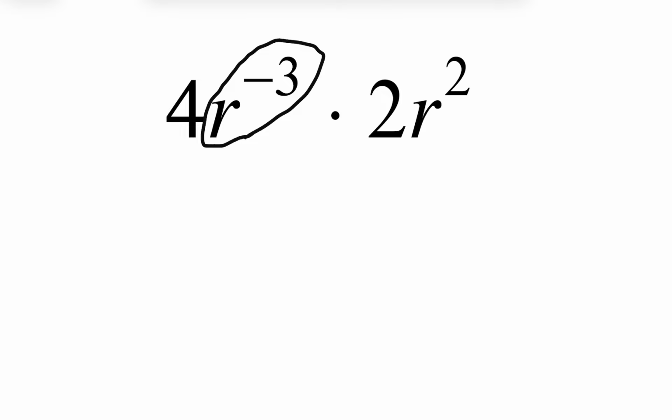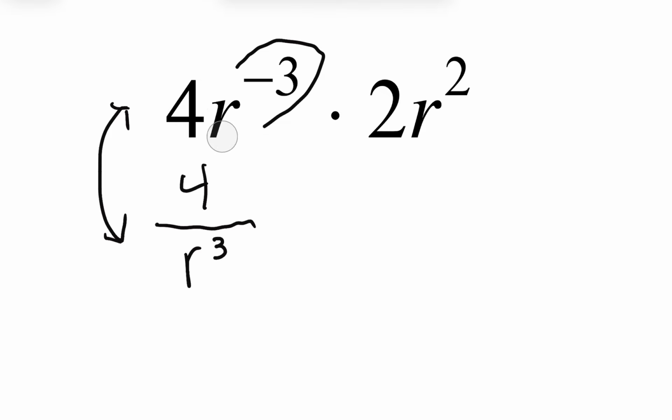And when I say it's on the wrong side of the tracks, it means if it was on the numerator, it needs to go on the denominator and become positive. If it was on the denominator and negative, it needs to go on the numerator and become positive. So these two things are different ways to represent the same thing. 4 over r cubed is the same as 4r to the -3. That's important to remember, those negative exponents.